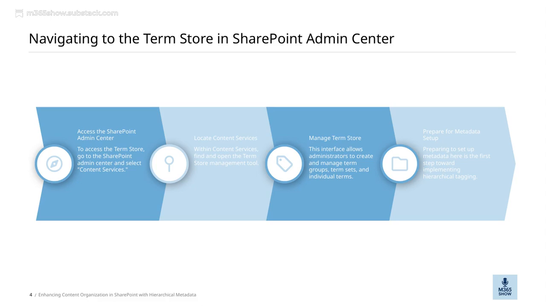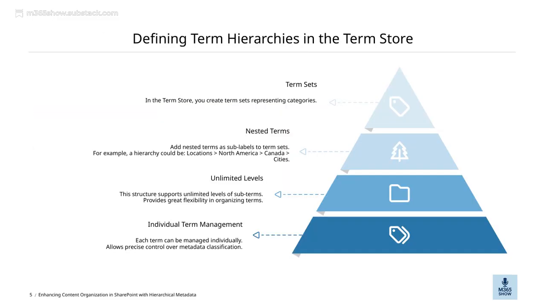To locate the term store, go into Content Services within the Admin Center. From there, open the Term Store Management tool. Remember, accessing this area is essential because it's where all the magic of structured content organization happens. So, by familiarizing yourself with these steps, you're taking the first important move toward better content classification and retrieval across your SharePoint environment.